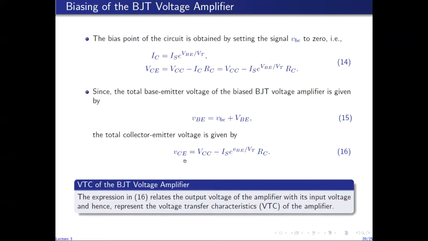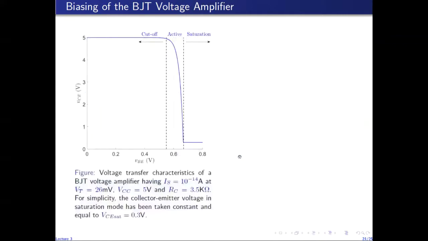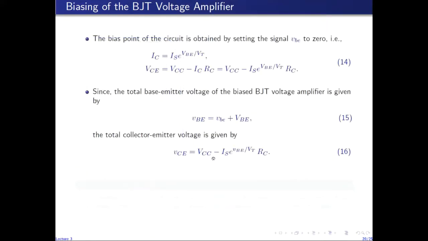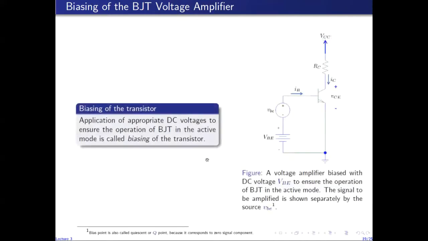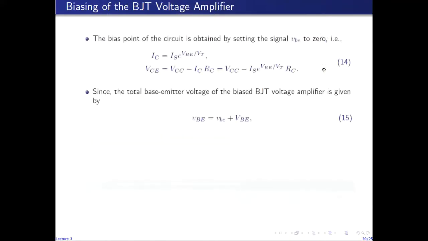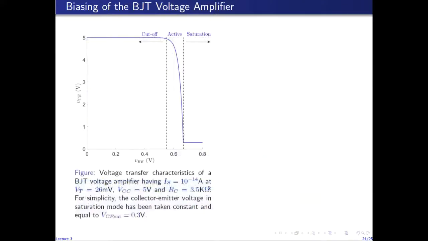So we can plot VCE versus VBE, and it looks something like this. This voltage transfer characteristic has been plotted for a BJT having scale current equal to 10 to the power minus 14 amperes, at a temperature corresponding to a thermal voltage of 26 millivolts. VCC has been set to 5 volts, because we require VCC as well, and RC is given by 3.5 kilo ohms.